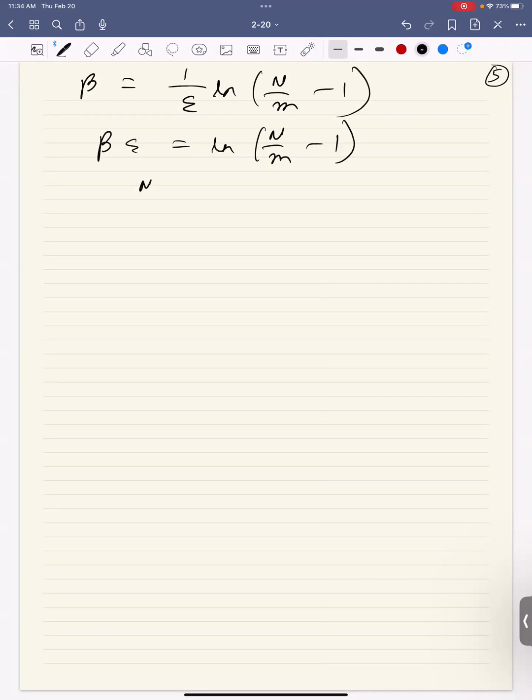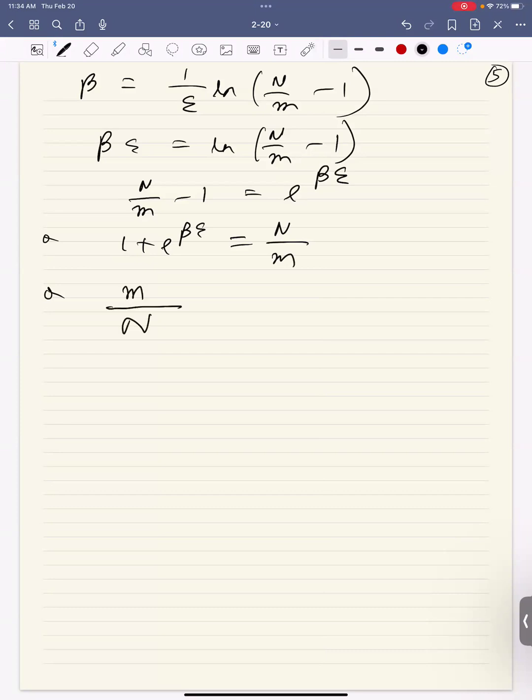or n by m minus 1 is equal to e to the power beta epsilon, or 1 plus e to the power beta epsilon is equal to n by m, or, and now it's starting to get interesting, m by n is equal to 1 over 1 plus e to the power beta epsilon.